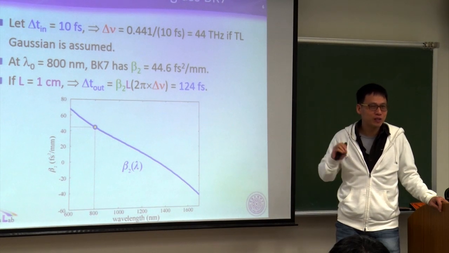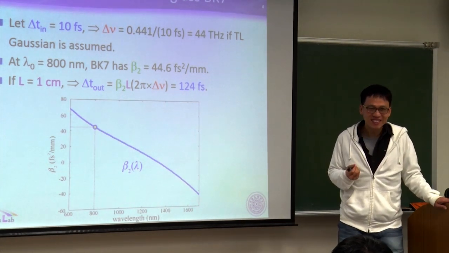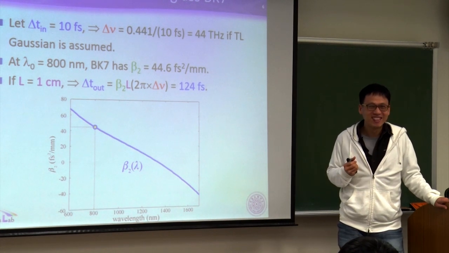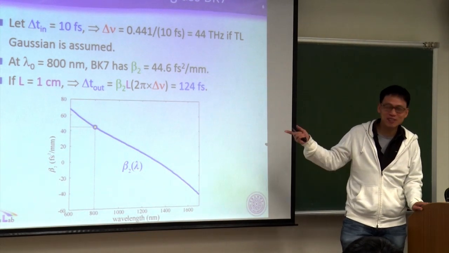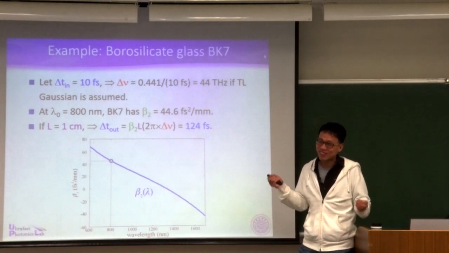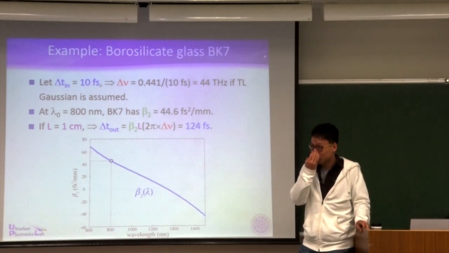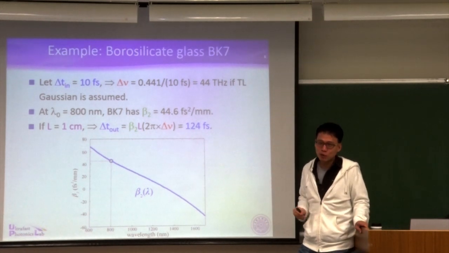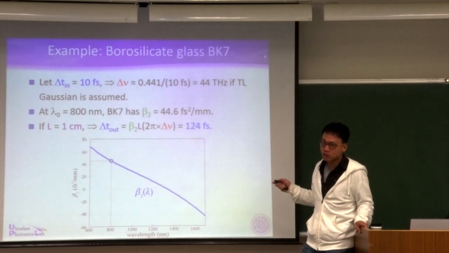So I heard 12.4 femtoseconds. Okay. If I further reduce the thickness to 0.1 millimeter, what is the output pulse width? You might not be able to calculate from this graph. Correct. If you still use this formula, you will get 1.24 femtoseconds. It's post-compression. 10 femtoseconds in, 1.2 femtoseconds out. Wow, what a wonderful world. Without doing anything, just use 0.1 millimeter thick glass, you got a post-compression of a factor maybe 7 or 8. It's impossible. In that case, this formula is no longer useful.